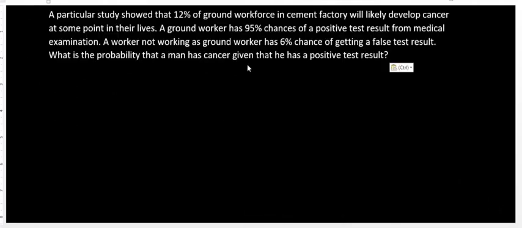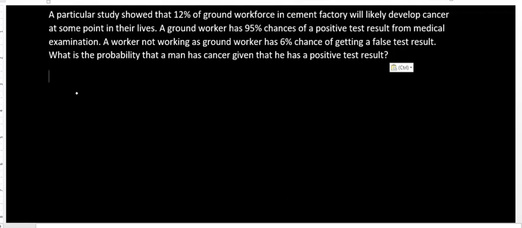Now I'm given this example: a particular study showed that 12% of the ground workforce in a cement factory will likely develop cancer at some point in their lives. A ground worker has 95% chances of a positive test result from medical examination. The worker not working as a ground worker has 6% chances of getting a false test result. So the question is asking what is the probability that a man has cancer, given that he has a positive test result.